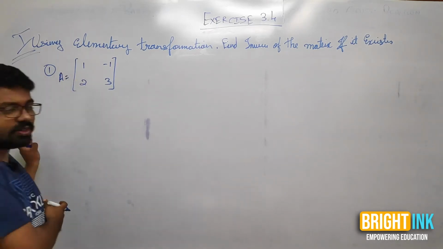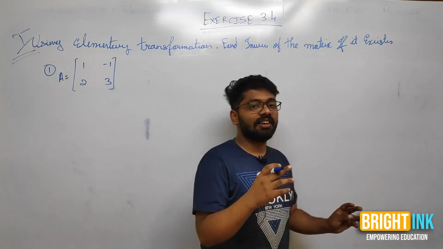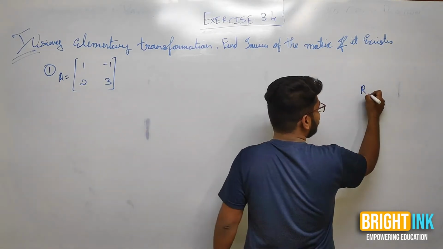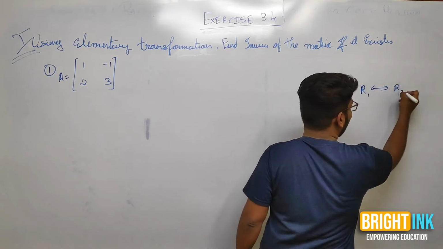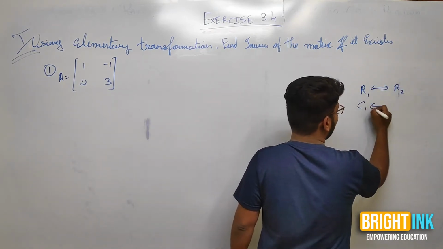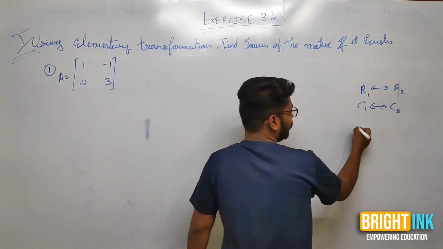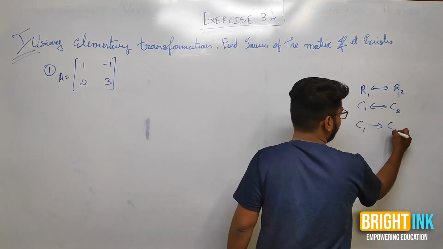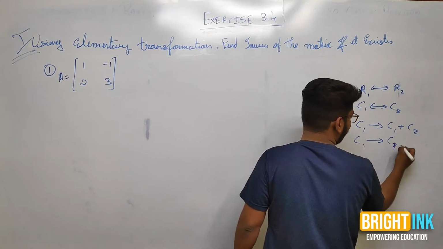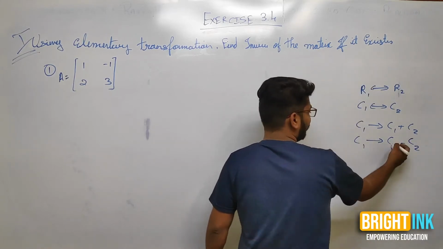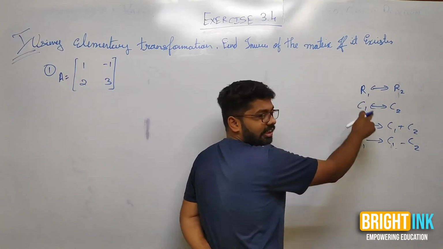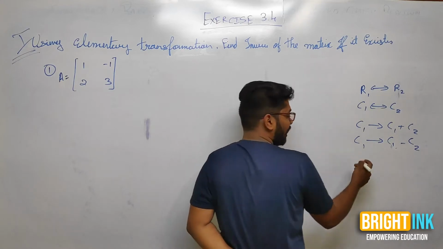Before we go to this sum, I'll explain what is elementary transformation. What all you can do: you can interchange rows, like R1 changing to R2. The same way you can interchange columns also, C1 changes to C2. You can add two columns, C1 plus C2, or subtract two columns. And you can do scalar multiplication for any row or column. These operations hold good for rows as well as columns.